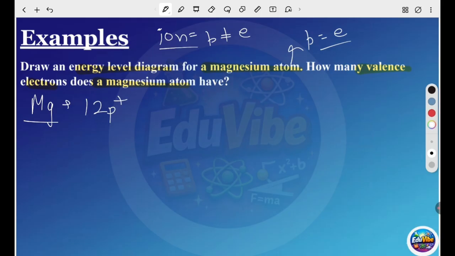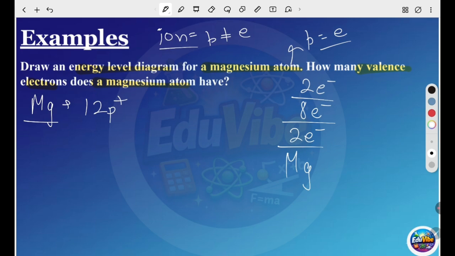Next, we have to make the energy level diagram. So for the energy level diagram, we write magnesium, and in the first orbit we can only hold 2 electrons, so we have 2 electrons in the first energy level. In the second level we can only hold 8 electrons. We're done with 10 electrons, so we are left with only 2 electrons more. So in the third shell we only have 2 electrons.